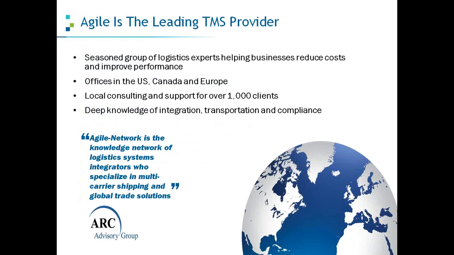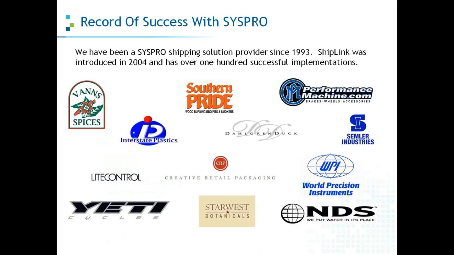So I'm with Agile Network, and we are a group of logistics experts. We've been doing shipping software and transportation management software exclusively for about 20 years. We've got clients all over the world, and we provide multi-carrier shipping solutions and shipping integration. We did our first implementation with Syspro back in 1993, and we introduced ShipLink in 2004, and we have over 100 successful ShipLink implementations. And these are just an example of some of the customers who use ShipLink today.